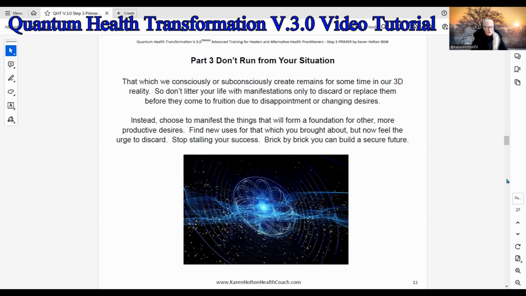Part 3, don't run from your situation. That which we consciously or subconsciously create remains for some time in our three-dimensional reality. Don't litter your life with manifestations only to discard or replace them before they can come to fruition due to disappointment or changing desires. Instead, choose to manifest the things that will form a foundation for other, more productive desires. Find new uses for that which you brought about, but now feel the urge to discard. Stop stalling your success. Brick by brick, you can build a secure future.